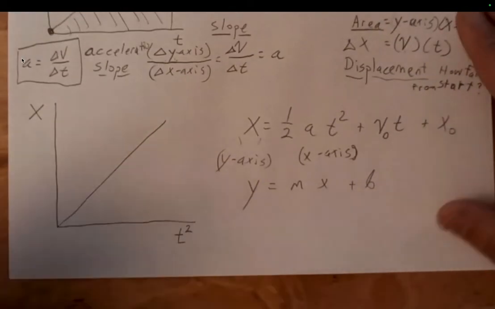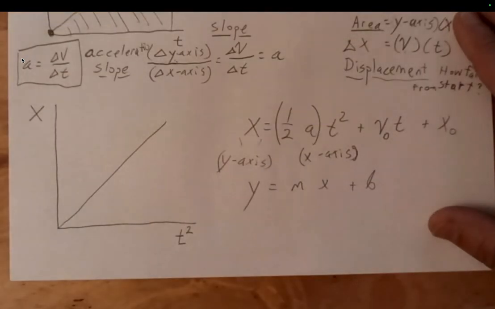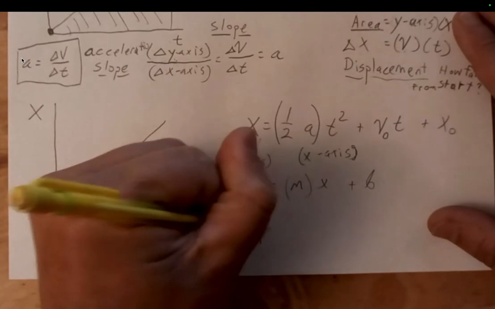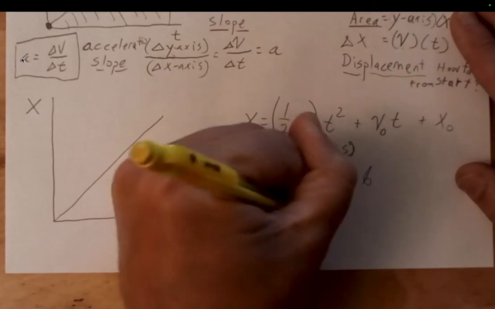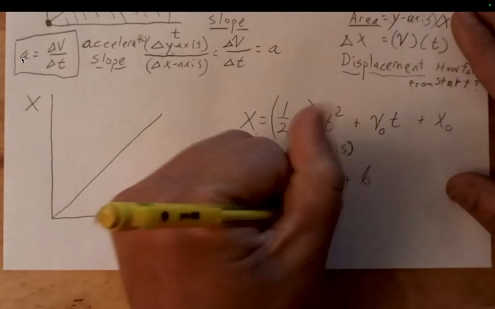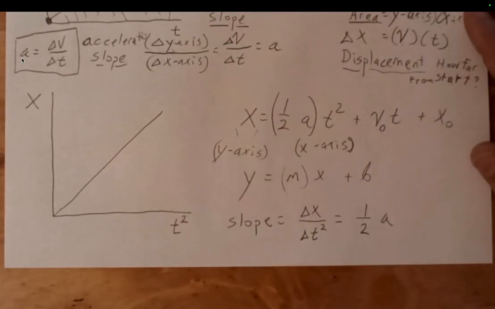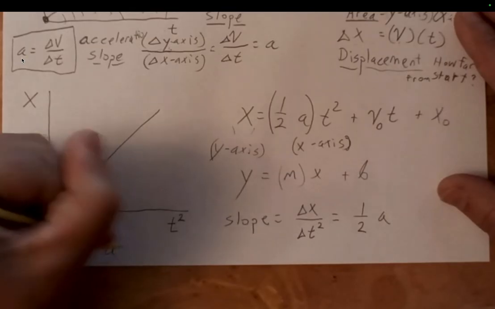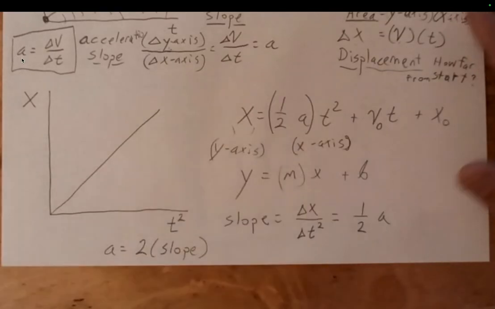We can get the acceleration because we have our m being 1/2 the acceleration. So our slope here, if we were to get the slope of this graph, which would be the change in position over the change in t squared, the slope of this is going to equal 1/2 the acceleration. So the acceleration is going to be 2 times the slope.